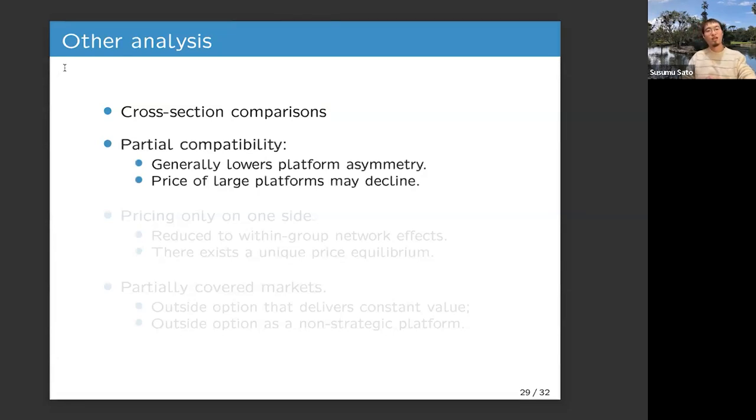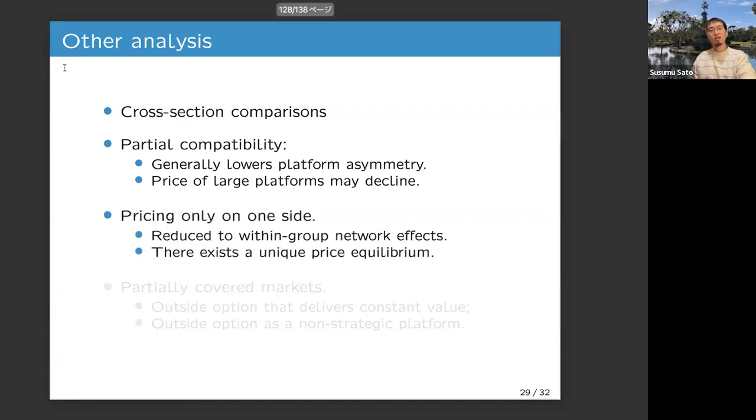Another important analysis we have done is the effect of partial compatibility on competition and welfare. We found that partial compatibility, in the way modeled by us, generally lowers the platform asymmetry by reducing network effects. Sometimes because of that, prices set by large platforms may decline. So in a sense, partial compatibility may be competitive in highly asymmetric markets.